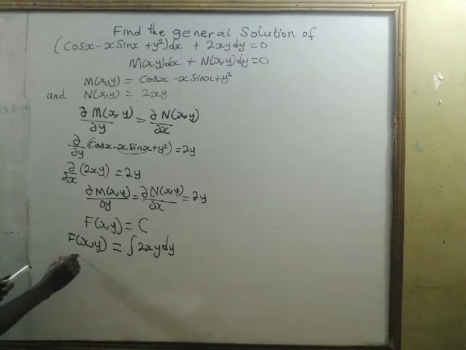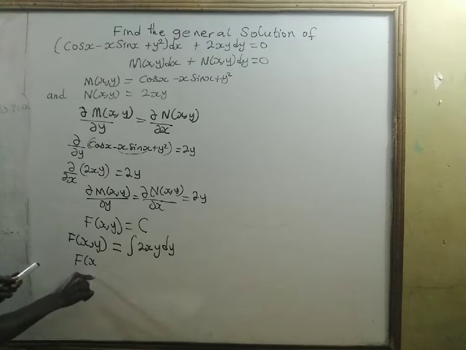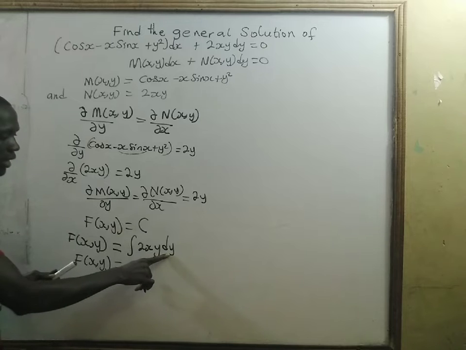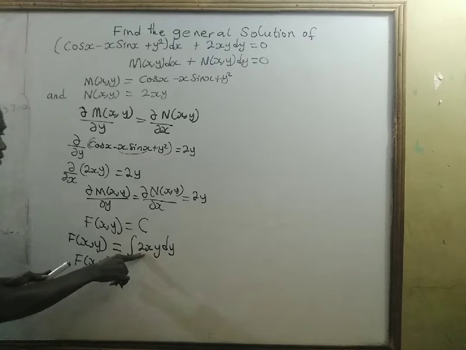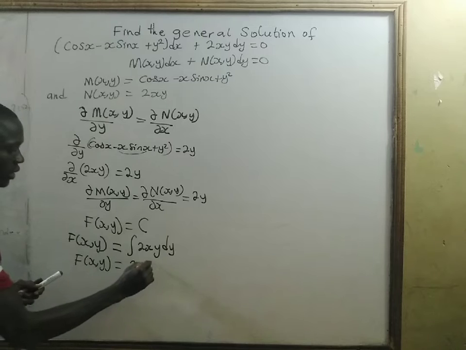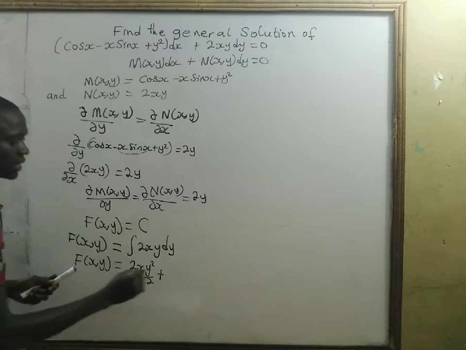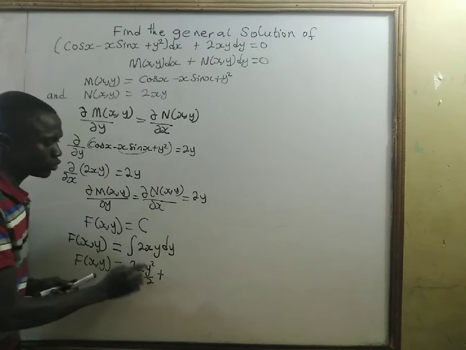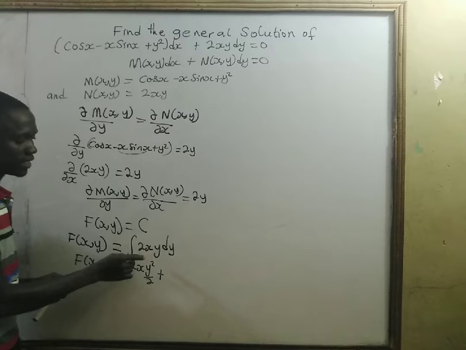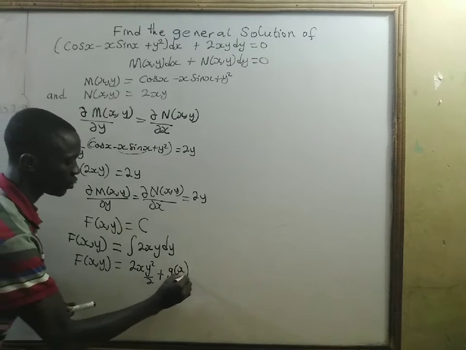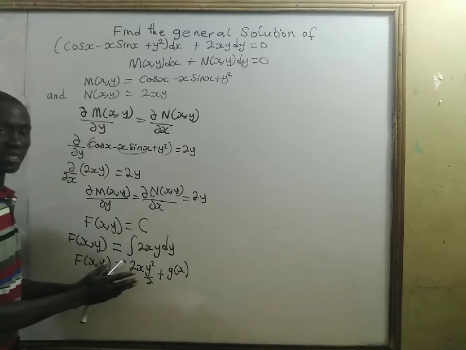So we have f(x,y) equal to, integrating with respect to y, so 2x is a constant. If we integrate y, you get y² divided by 2. So you have 2x y² divided by 2 plus a constant. Now, what should the constant be? The constant should be a function of x, because here x is a constant. So we write, let's say, g(x).